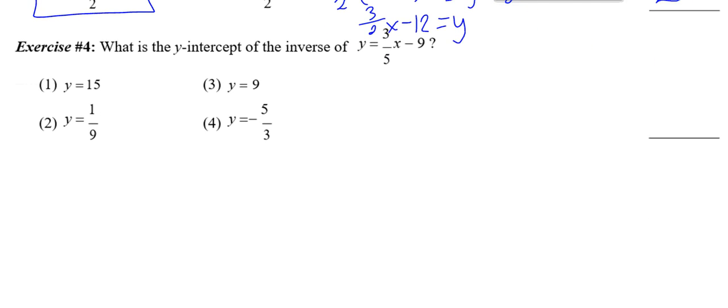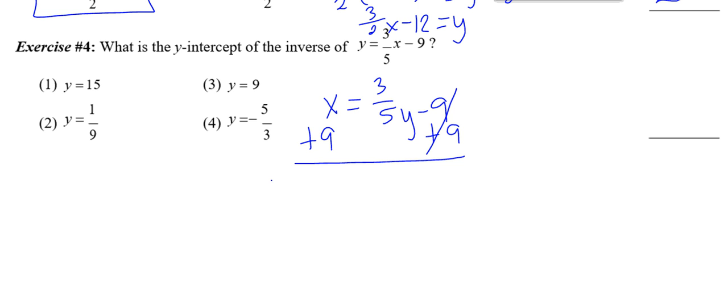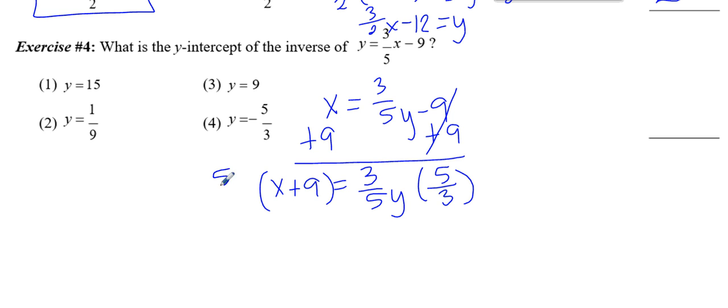For 4, it says, what is the y-intercept of the inverse of y equals 3/5 x minus 9? Again, all you're doing is changing them around. So I have x equals 3/5 y minus 9. I'm going to add 9 to both sides. So I have to do the inverse operation to undo. x plus 9 equals 3/5 y. Multiply by the reciprocal. So I'm flipping my fraction. What I do to one side, I must do to the other. I have to do it to everything.